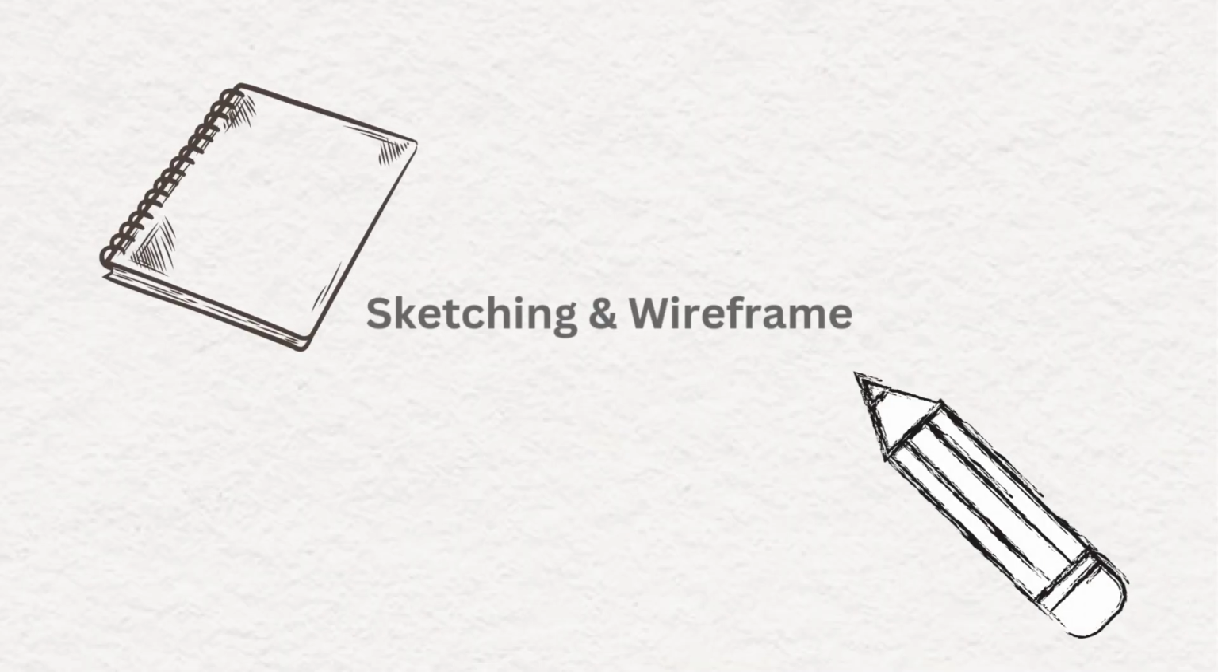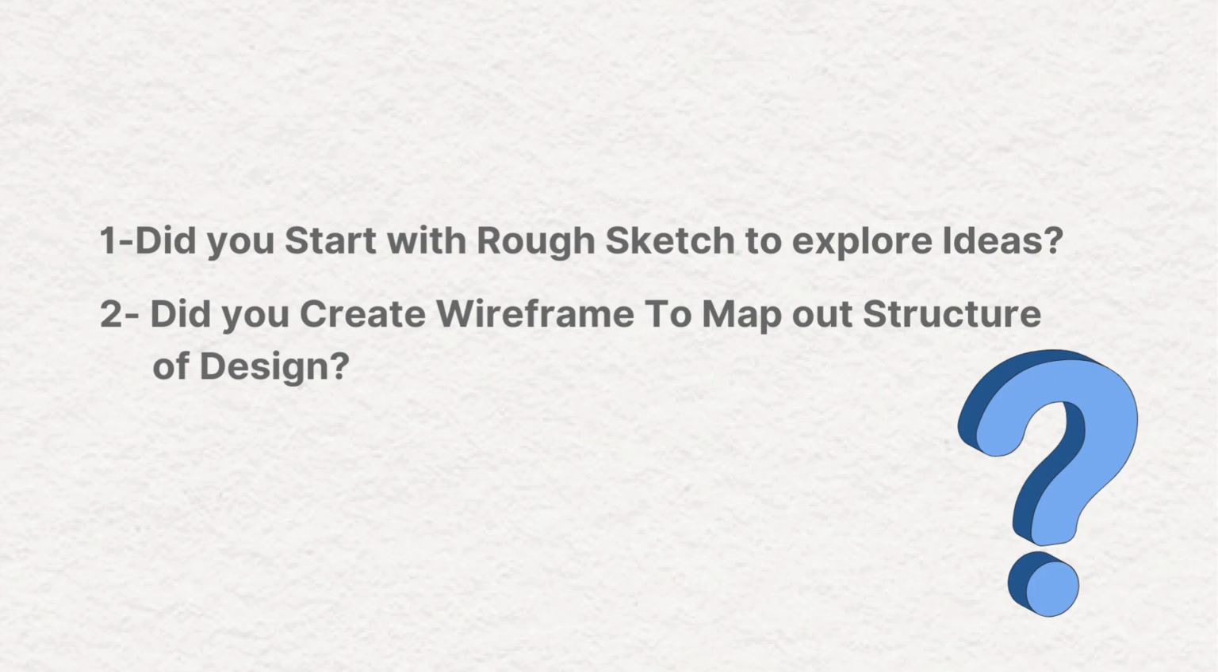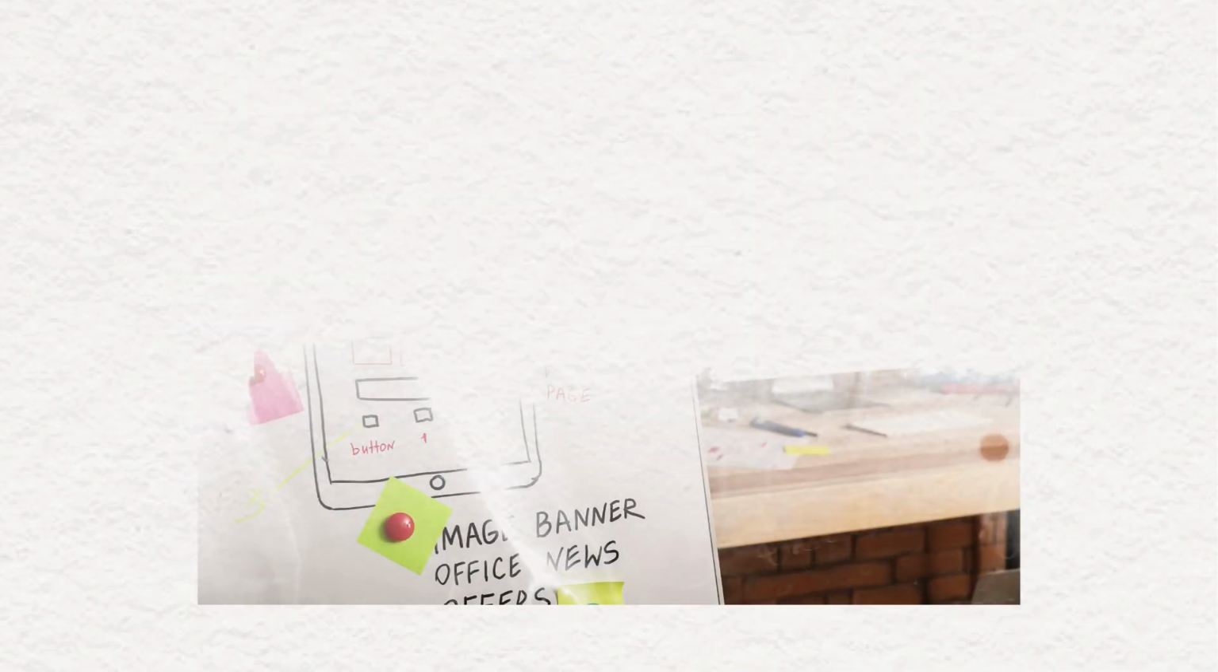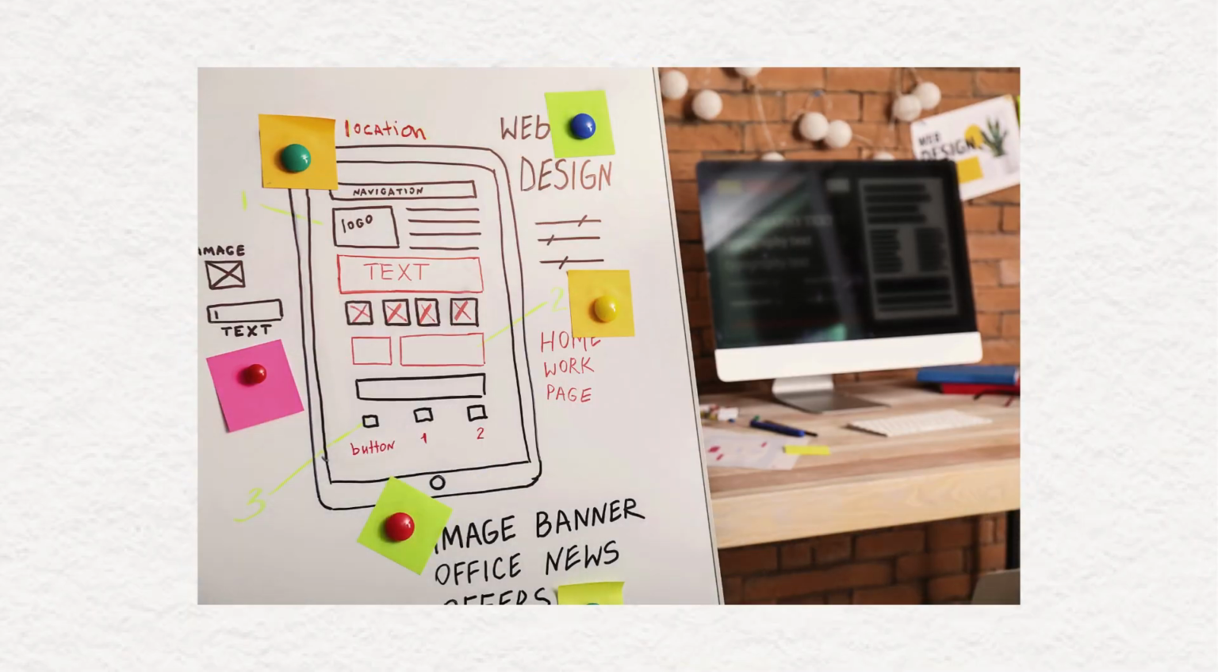From brainstorming, we move into sketching and wireframing. Did you start with rough sketches to explore ideas? Did you create wireframes to map out the structure of the design? Wireframes are like the blueprint of your design. They show how things will be laid out without focusing on visuals just yet.